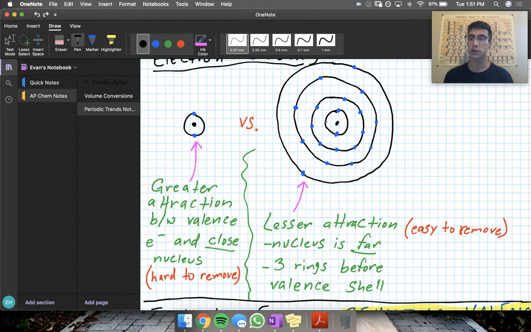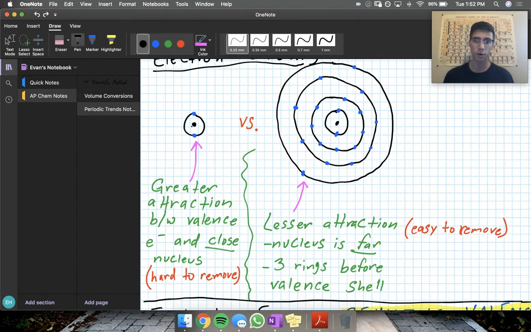The first ring feels a strong pull from the nucleus because it's right next door, but as you get further and further away from it, these rings don't feel the nucleus pulling on them as strongly. So there's a lesser attraction because in this scenario, the nucleus is further away, and there are three other rings of electrons before you reach the valence shell.